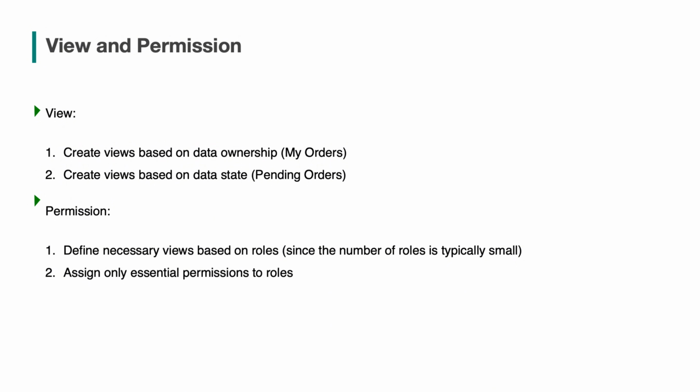For views, they are typically created based on data ownership or data status. For example, My Orders is a view that displays data owned or assigned to a specific user. Pending Orders is a view that filters data based on its current state. When it comes to view permissions, it is recommended to define views based on roles, since the number of roles is typically small, and assign only the necessary permissions to each role. This ensures that users access only the data and functionalities relevant to their responsibilities, enhancing both security and usability.